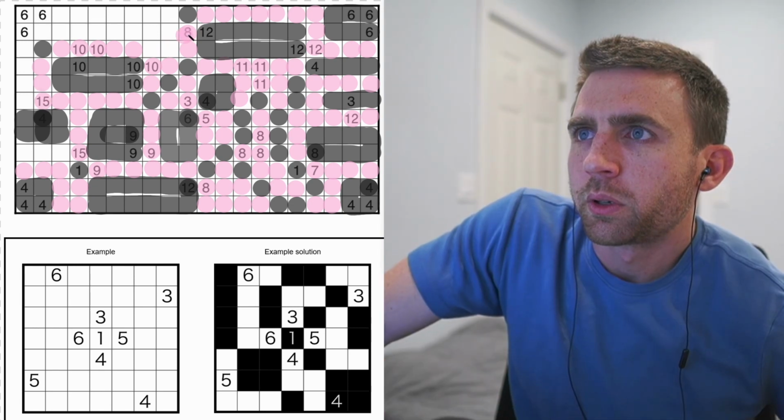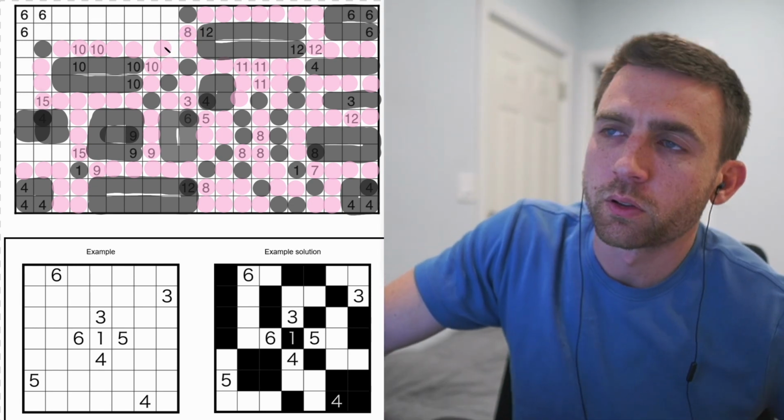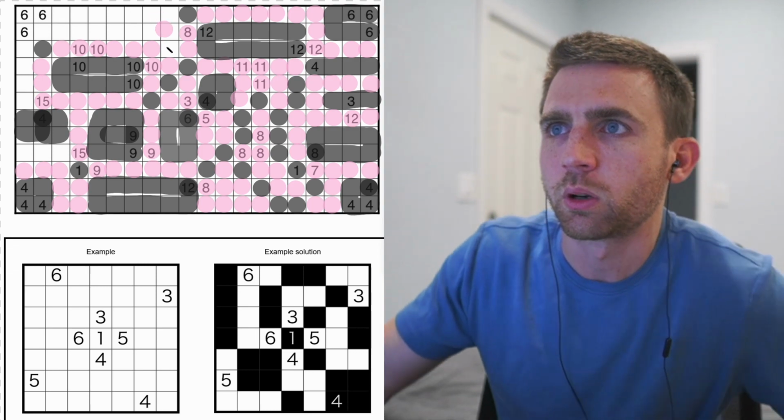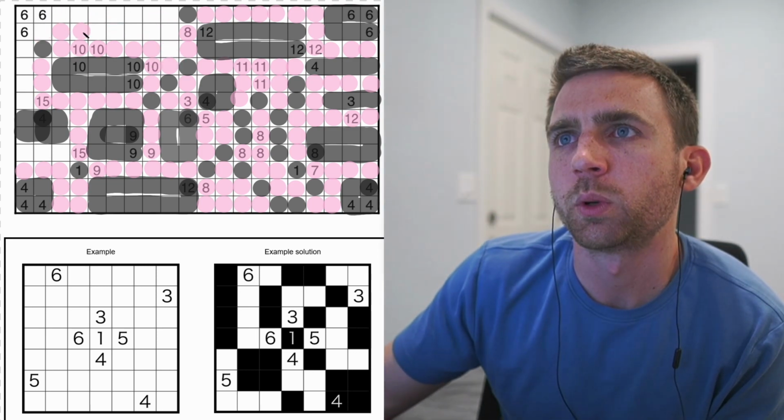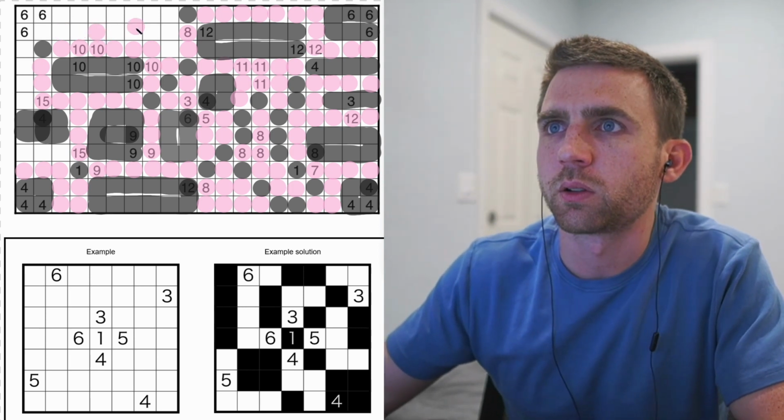We know we can't go here because this will connect to the 8. We know we need to go somewhere to get this to the 10 count. So we go right there. Now we're at 1, 2, 3, 4, 5, 6, 7, 8, 9. So we need one more. And so we could think it's maybe something like this or like that or like that.